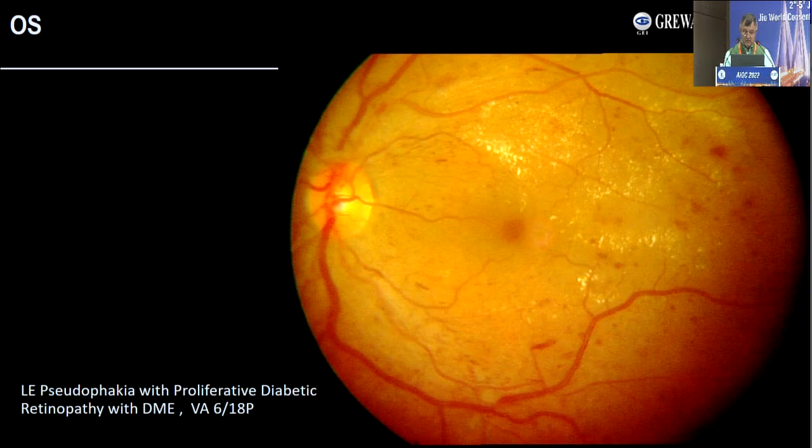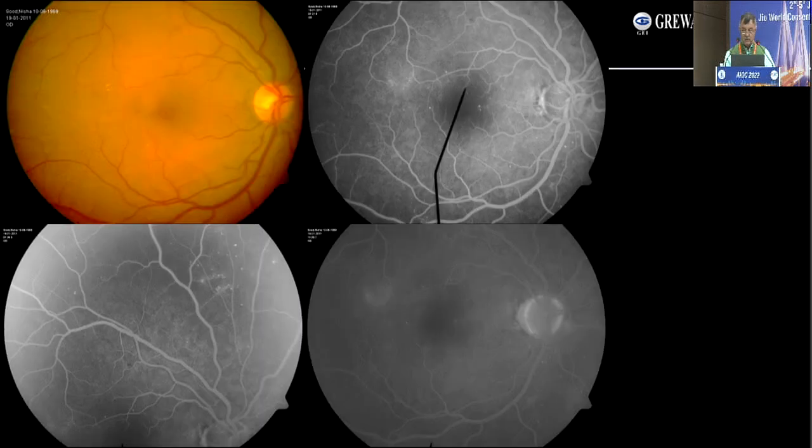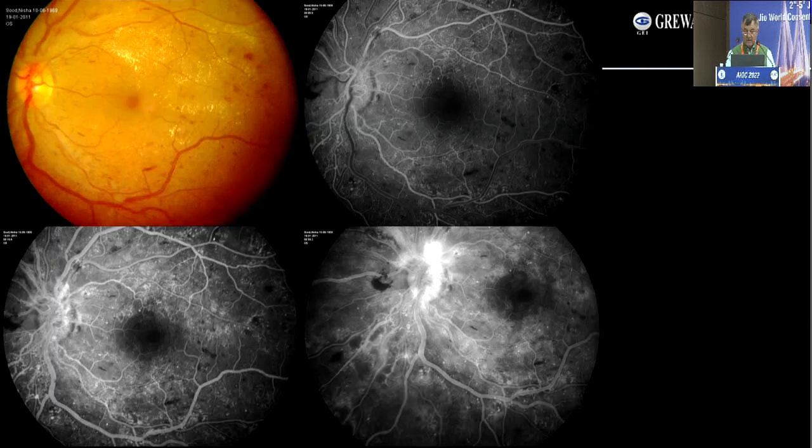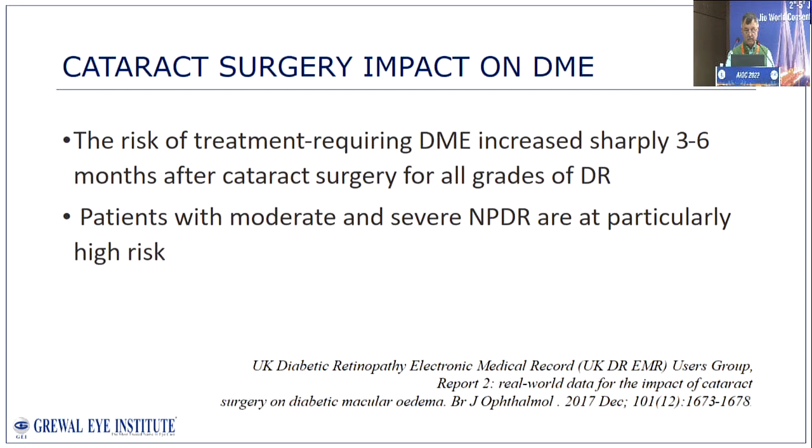How bad it has become. It is a PDR already. And you can see very minimal changes. That is why it is mild in the other eye. And that's how the other eye has become in 10 months after cataract surgery. So that is the importance, what I talked to you already earlier.